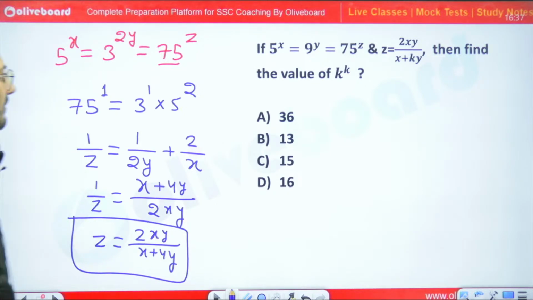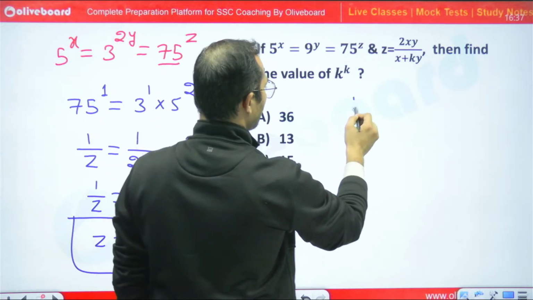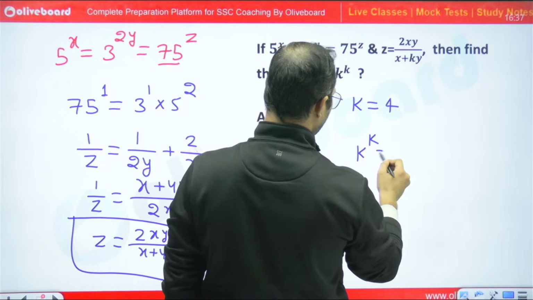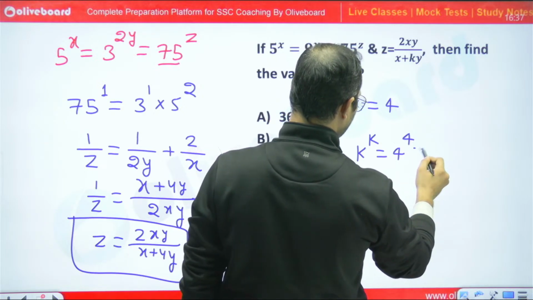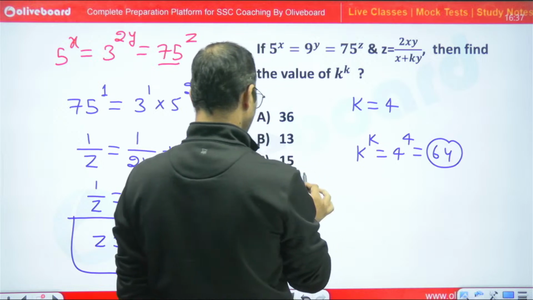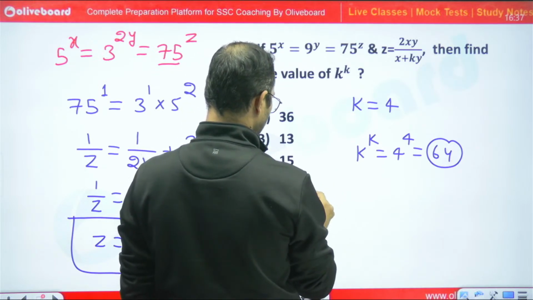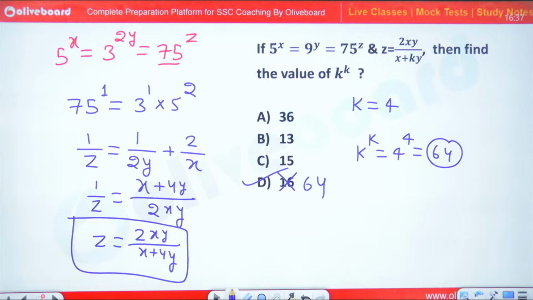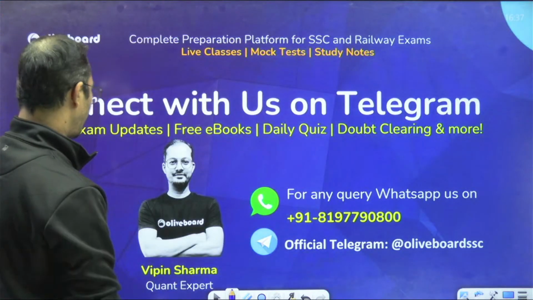So after comparing, we can say that k is equal to 4. So k to the power k means 4 to the power 4. So 4 to the power 4 means 64. So 64 is the right answer. So just correct the option. 64 is the right answer.